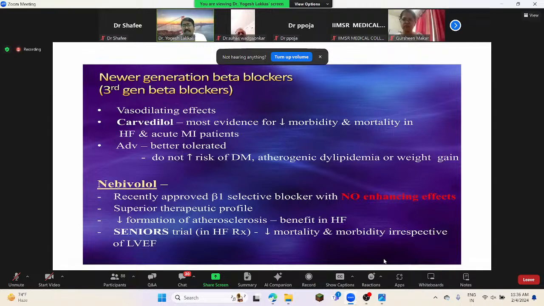Then you can manage this with nebivolol, again a recent molecule, recently approved as a beta-1 selective blocker. It has nitric oxide enhancing effects, with more vasodilatory action. This is regarding the beta blockers that are in practice, and when to use and when not to use, and newer, safer molecules we need.